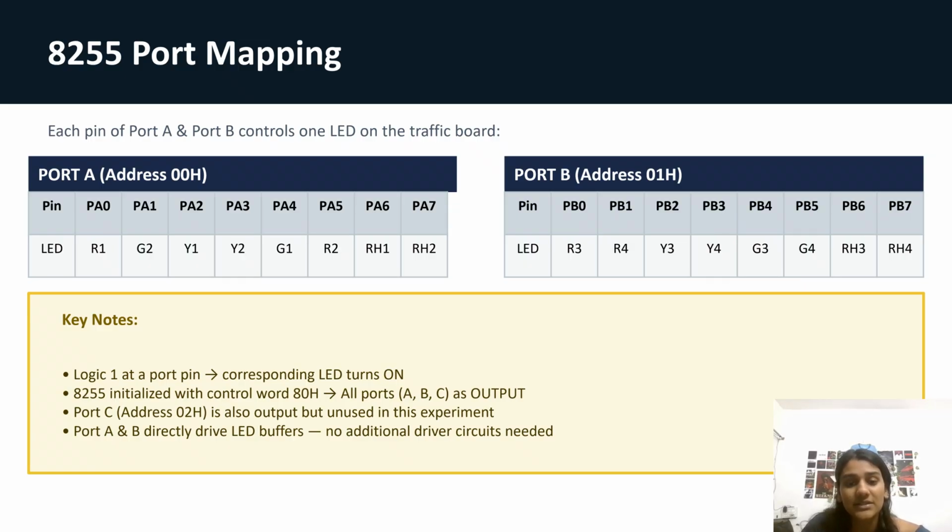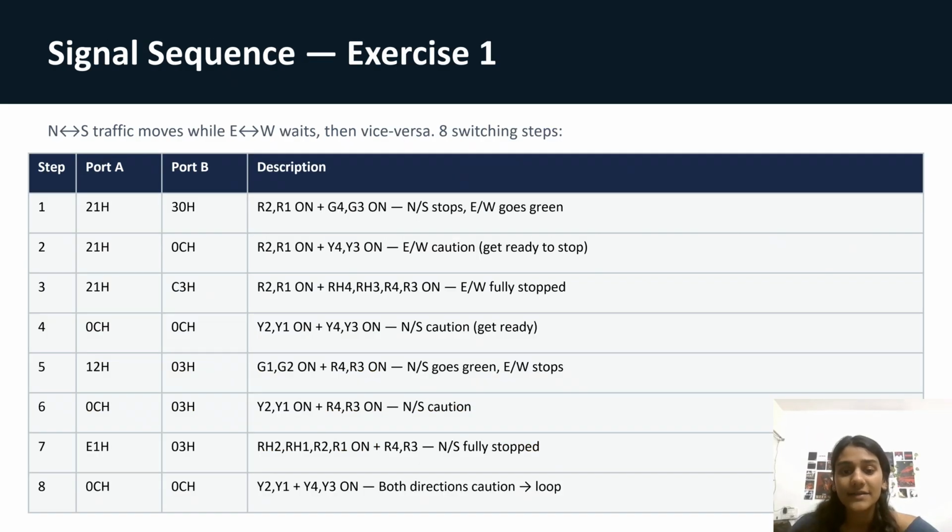To enable this, the 8255 is initialized using a control word 80H, which configures all ports as output ports. Port C is also configured as output, but is not used in this experiment. So overall, by carefully choosing the binary pattern we send to port A and port B, we can control the entire traffic signal sequence. Now, I'll explain how the actual traffic signal sequence is implemented using the port values.